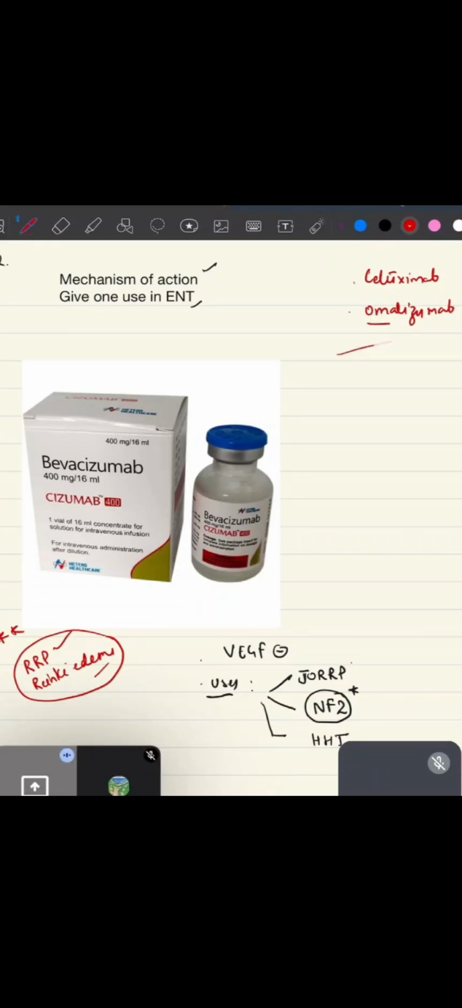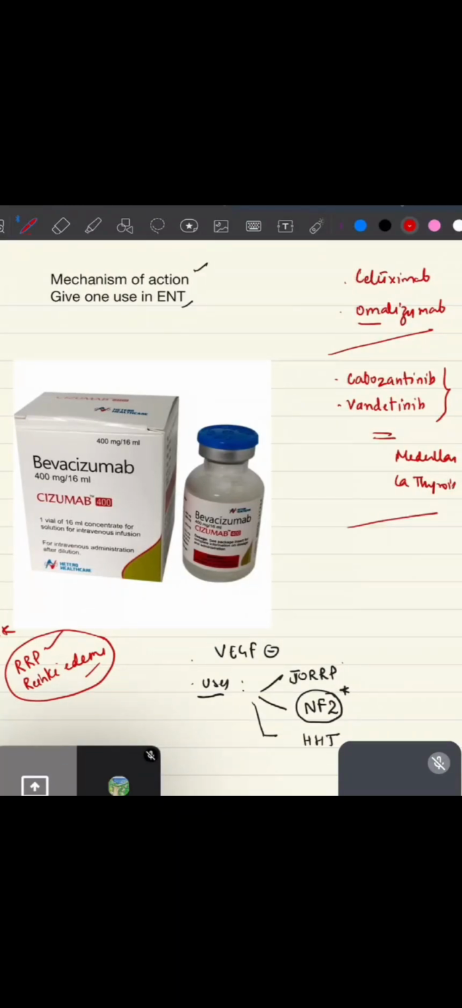Two over here, and let's revise the last drugs which we saw. Now, uses of these last two drugs. Anyone? Uses of cabozantinib and vandetanib? Cabozantinib: medullary carcinoma thyroid. Okay, don't forget it, it's important. Keep on revising it.